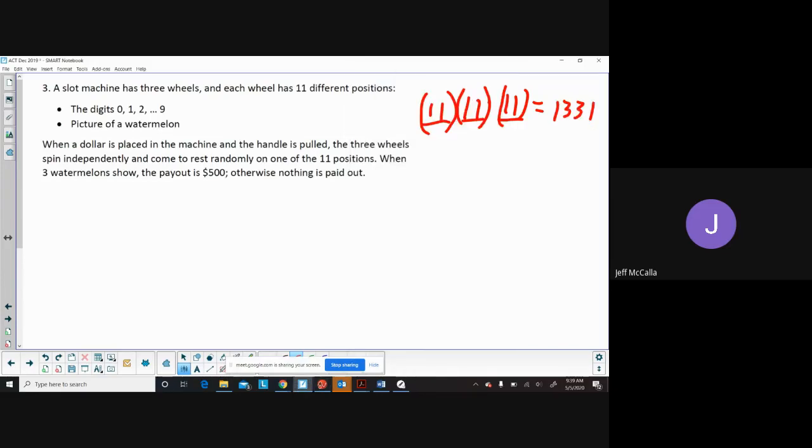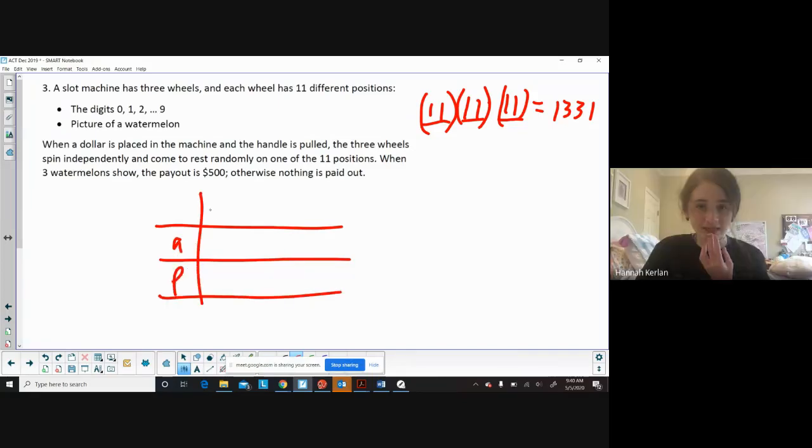So when $1 is placed in the machine, the 3 wheels spin independently, and then there are the amounts of the payouts. So again, you're making a little chart here: amount, probability.